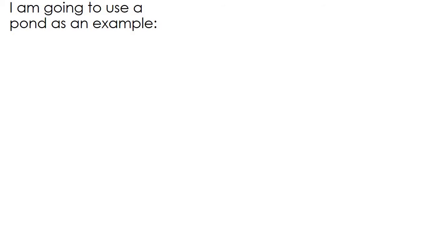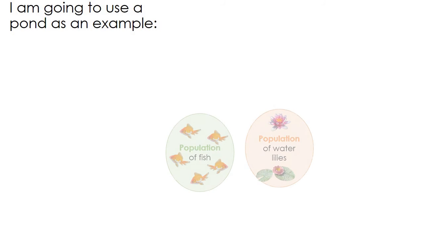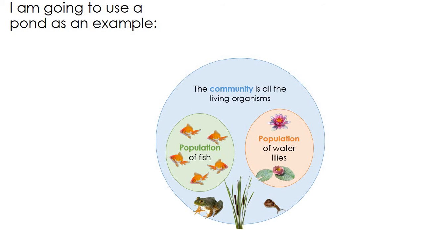Now, I'm going to use the example of a pond, and we can start to think about how these key terms link together. We start by thinking about the different populations of the species that live there, both animal and plant. We've got our lilies and some goldfish. Simple, yeah. That, along with the other organisms, other plants, other animals, such as frogs, snails, those other populations all interact with one another. They are interdependent in that community. Okay, community is all the living organisms within that habitat.